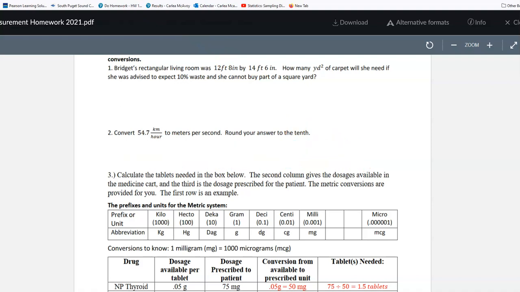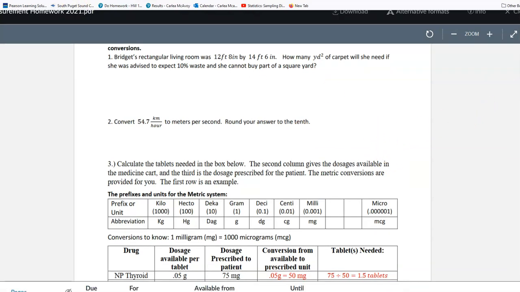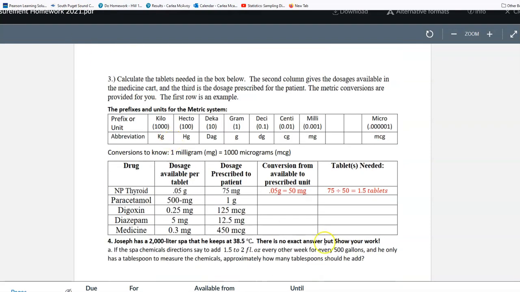All right, moving on. The next question is, some people find it very easy. Other people find it very confusing. What we're going to do is, I have an example here where we have NP thyroid, and what this says is, this is the dosage available. Like, let's say you work at a place and they have this medicine cart and there's a dosage available of this much. But you see on the chart that the patient is prescribed 75 milligrams. So you just have this gram tablet.